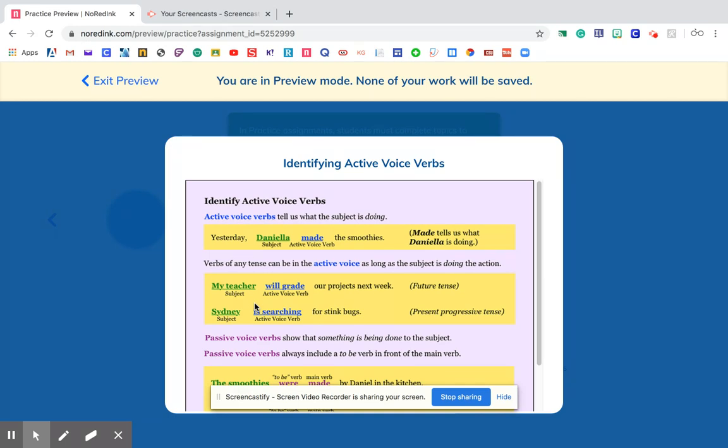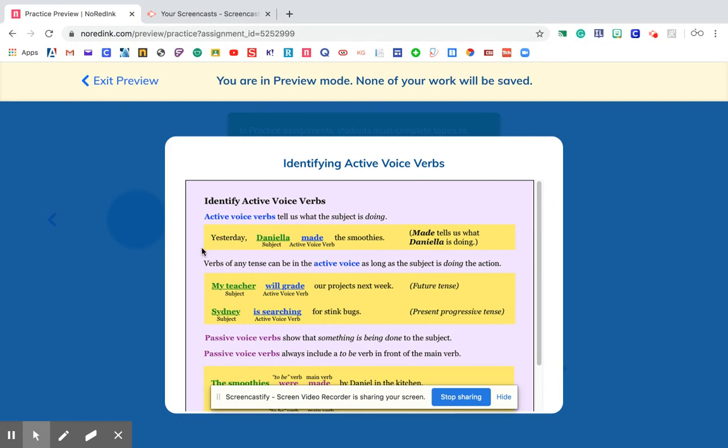Okay, so here in the lesson, it's explaining to us what active voice verbs are. This is important to know since you're going to have to identify them in the assignment. Okay, so it says active voice verbs tell us what the subject is doing. So we know that in sentences we have a subject, who the sentence is about. Okay, active voice verbs tell us what that subject is doing.